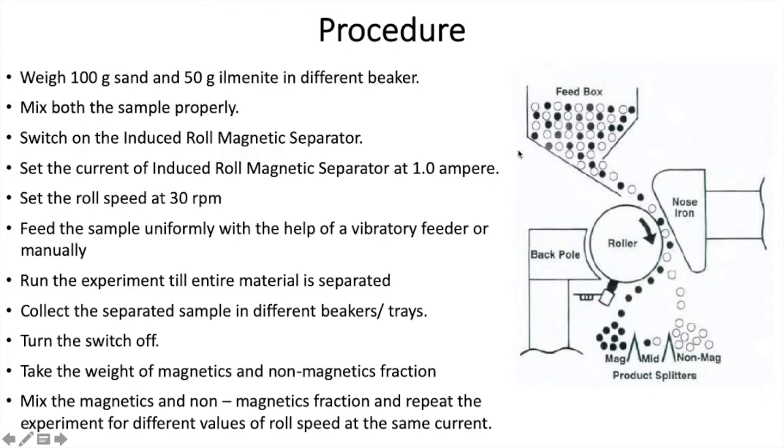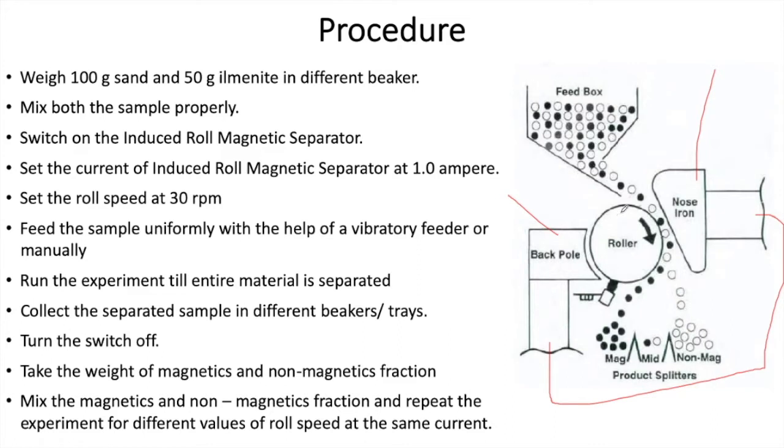Before I go further, let's take a look at the diagram which is shown here. There are two pole pieces here. You can observe these are the two pole pieces, and you can see these are specially shaped. This is actually part of an electromagnet, but it has been shaped especially so that it can induce magnetic nature in the roll which is present here.